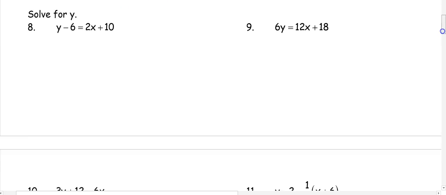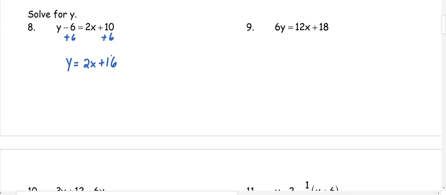In the remaining problems, we're again going to focus on solving for y. So in number 8, we have y minus 6 equals 2x plus 10. We need to move the number away from the y, so we're going to add 6 to both sides. These are both constants, so they can be combined together. So y equals 2x plus 16.